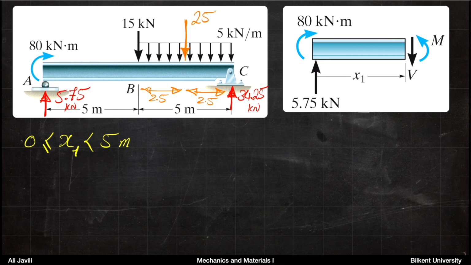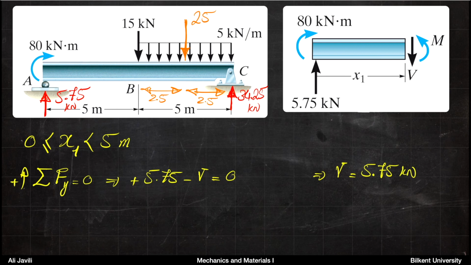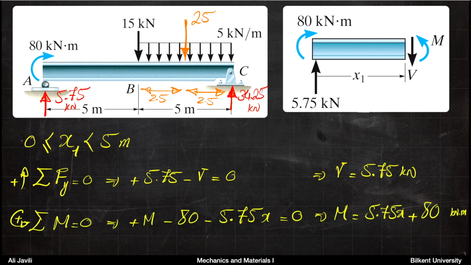So from A to B, you write the equilibrium of forces in the y direction. You have the force at A, 5.75 kilonewton upwards, and V is downwards. So V would be 5.75 kilonewton. That's the shear force from A to B, and as you can imagine, it's a constant value.